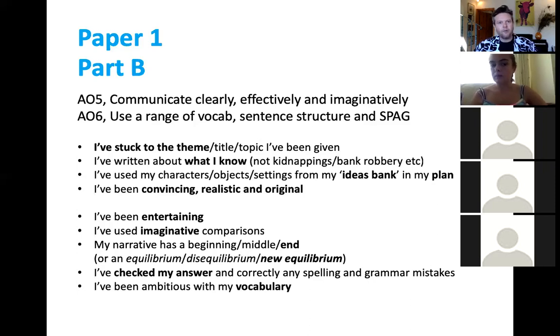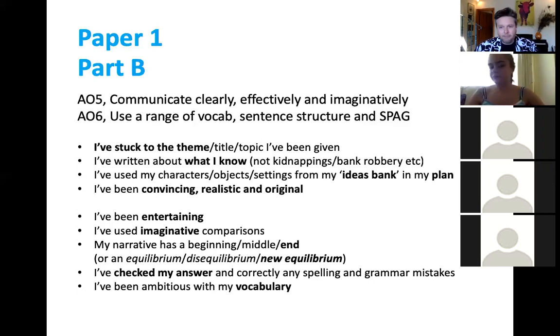Another one I had recently was a very good piece of writing. It was about a catwalk, a sort of fashion event, and it was a very, very good piece of writing. But you could tell the student had never been to one, or didn't really know what happens there. So the key details were missing. So again, stick to what you know.